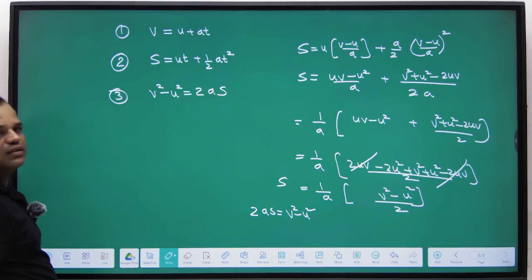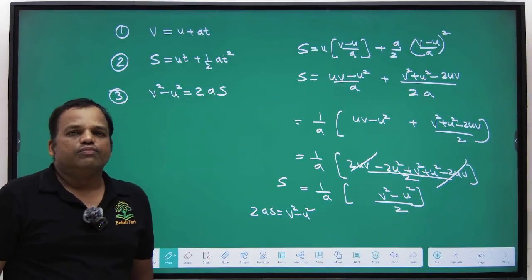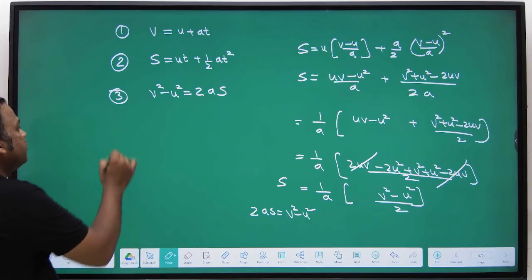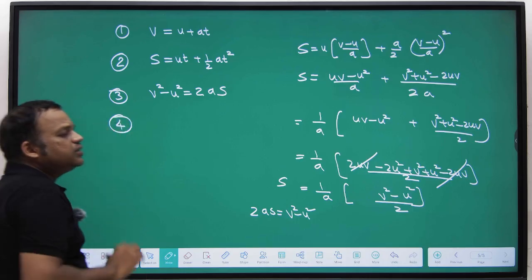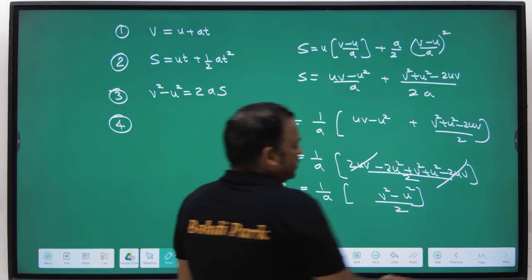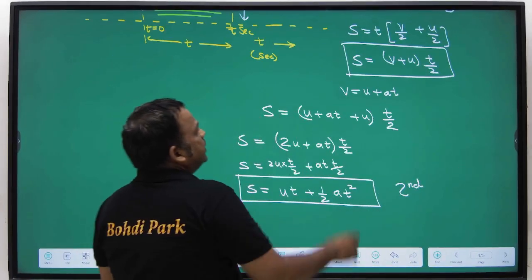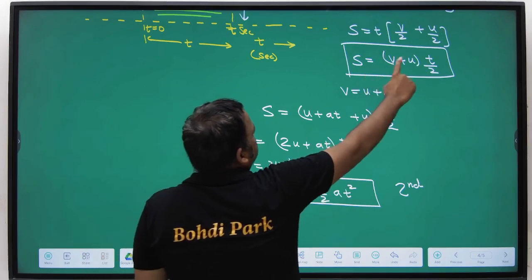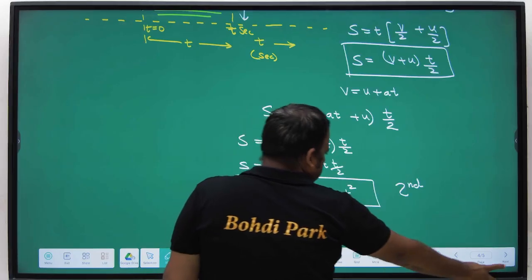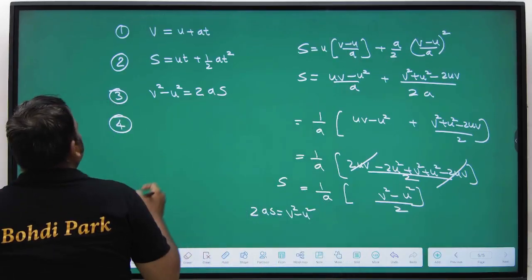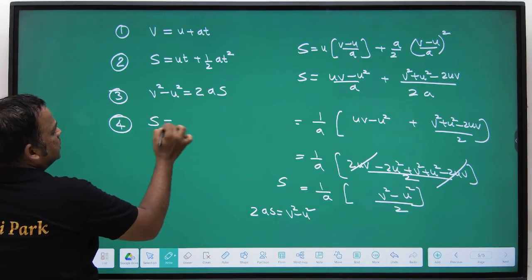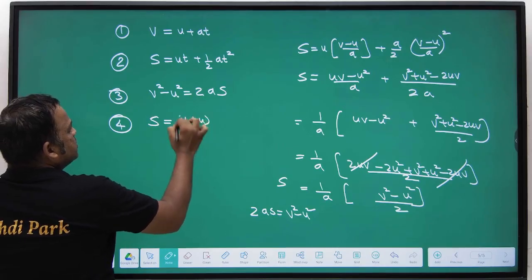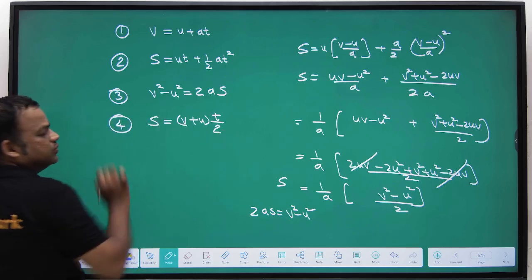This is our third equation of motion, and fourth equation of motion also there, which we have derived during the discussion of area under the graph, which is s is equal to v plus u into t by 2. This is also important equation, so I am calling it as fourth equation of motion. S is equal to v plus u into t by 2.